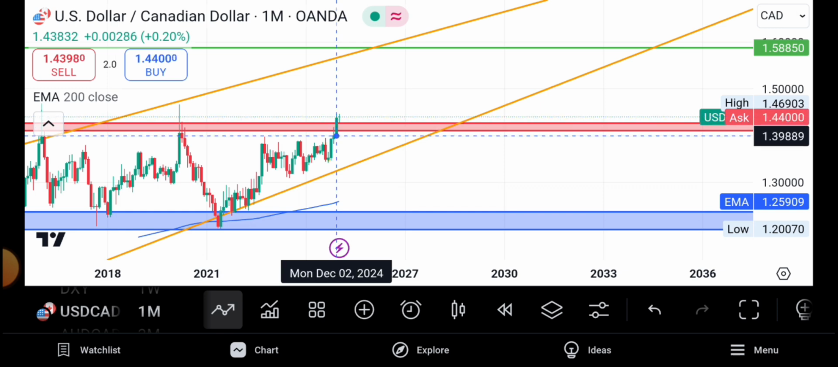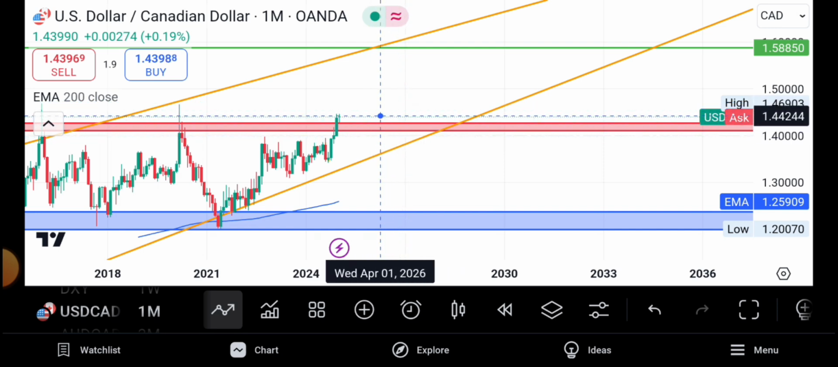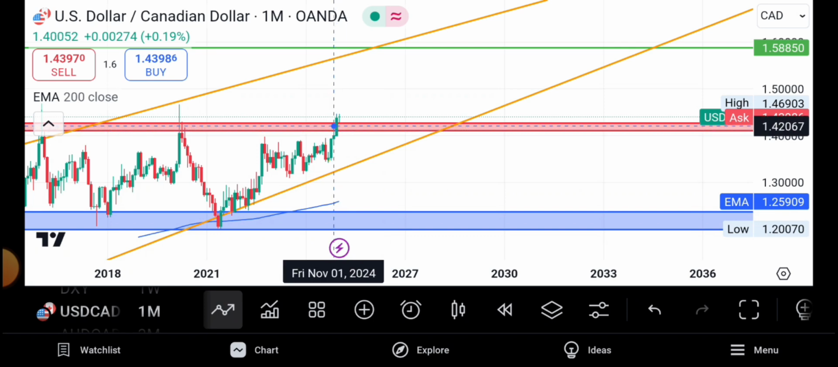The price action broke this major resistance. It broke it with a good bullish candle. Can you see that? That indicates that we can now say that the buyers are in control. The buyers are in control. So they have broken it.